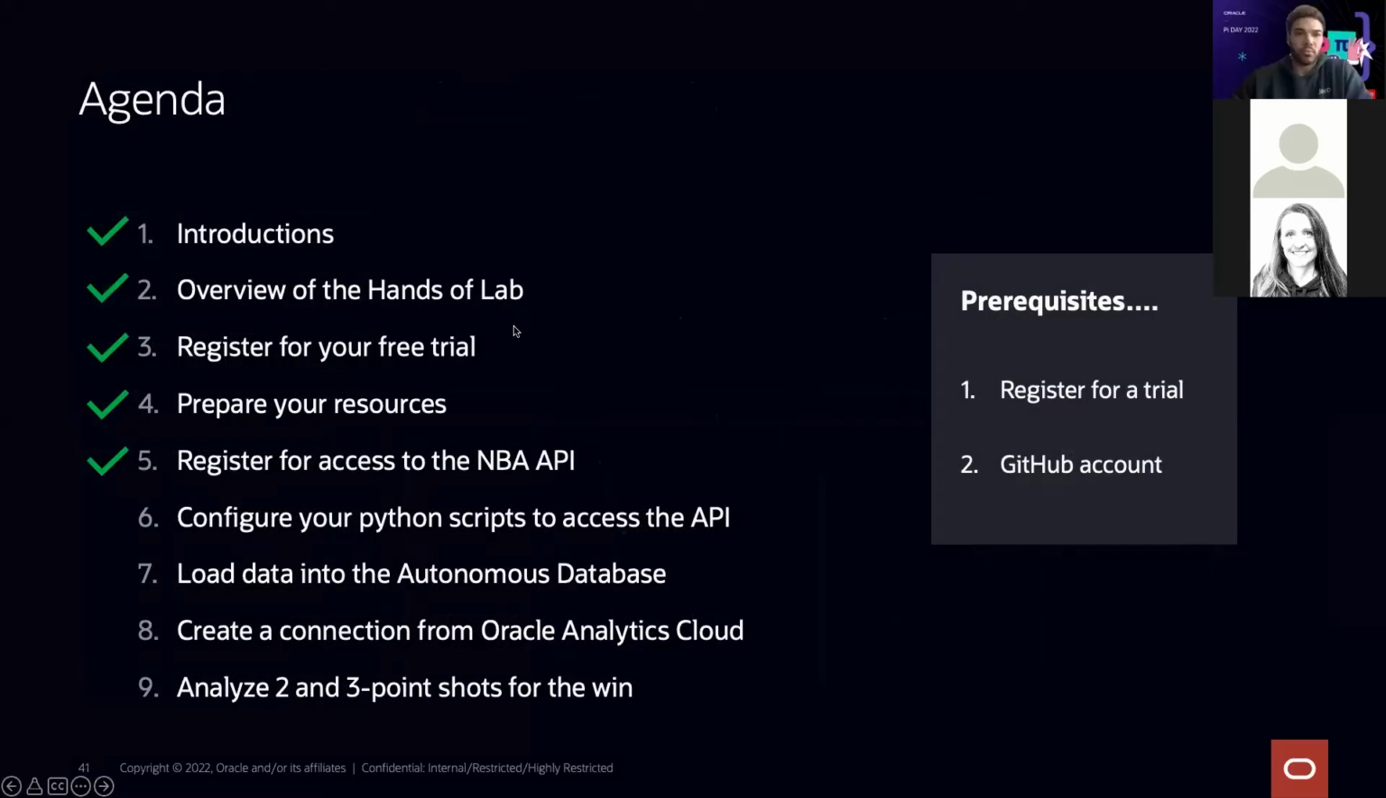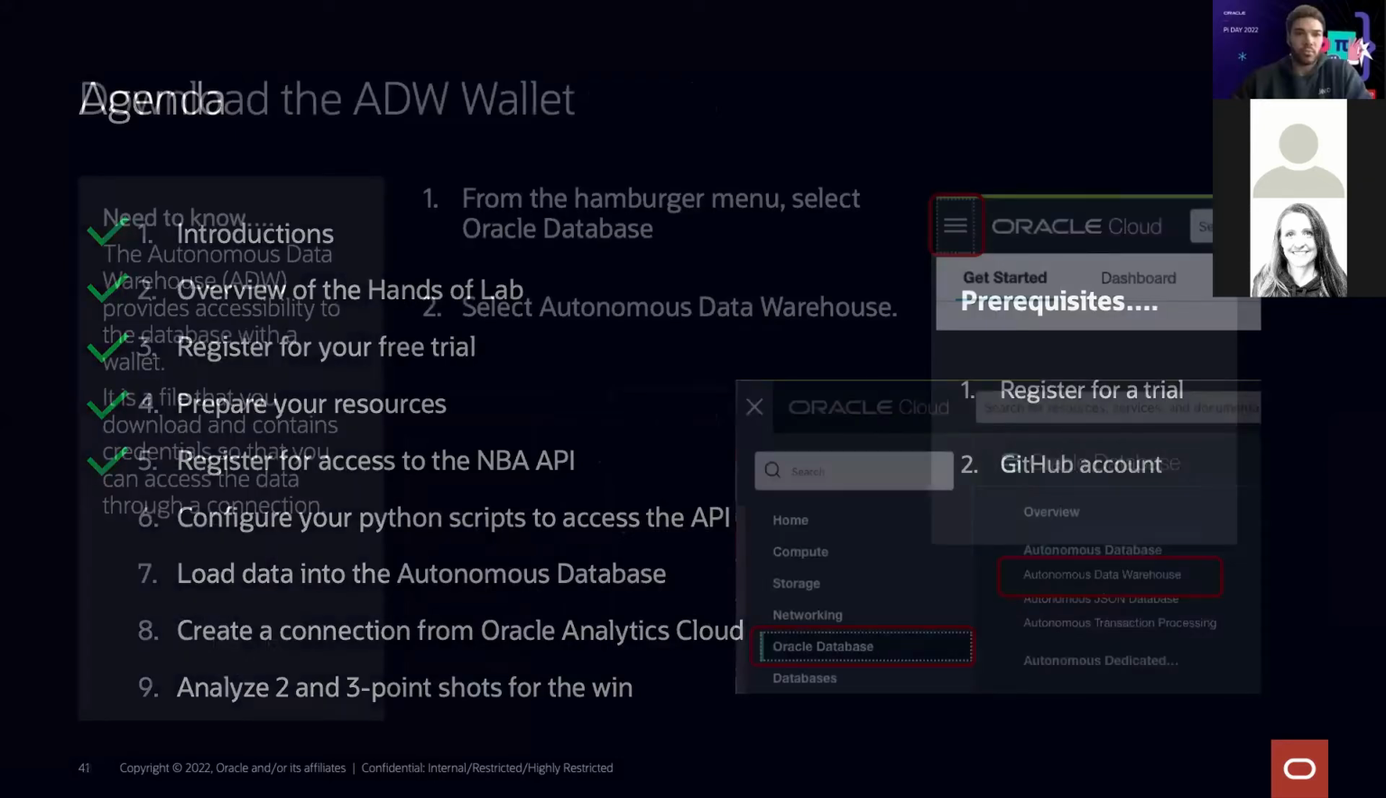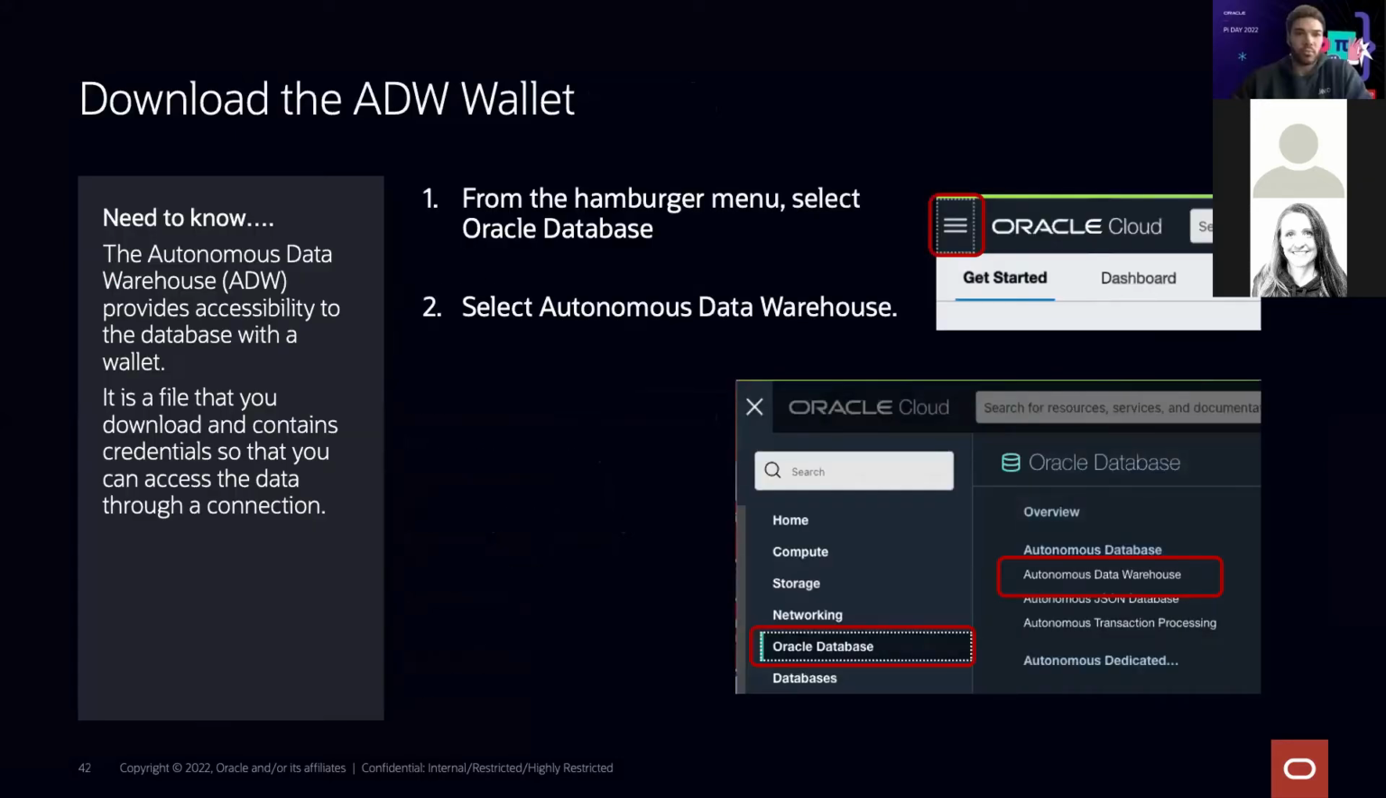So in the next part of the lab, we're going to navigate to the autonomous data warehouse instance that we had provisioned through the Terraform script. Essentially, we're going to download the wallet file for that database. A wallet is essentially just a zip file that contains all the credentials for the database. With this wallet file, we'll be able to create the connection between Oracle Data Science and the Autonomous Data Warehouse, and then eventually push the data that we pull from the API over to the Autonomous Data Warehouse.